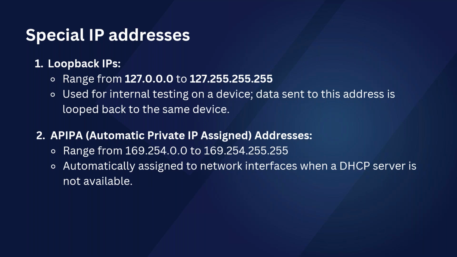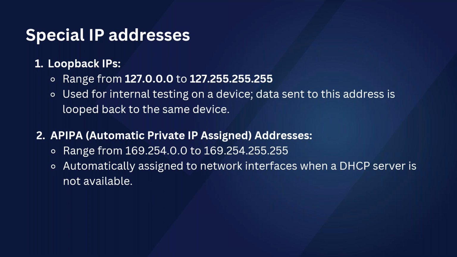Firstly, loopback IPs range from 127.0.0.0 all the way up to 127.255.255.255. So the whole 127 dot range is given for loopback. This IP serves only one single purpose, guys: to check if your NIC card is functioning properly or not. Every device has something called a NIC card, the network interface controller card. This is responsible for all network communications on your system.